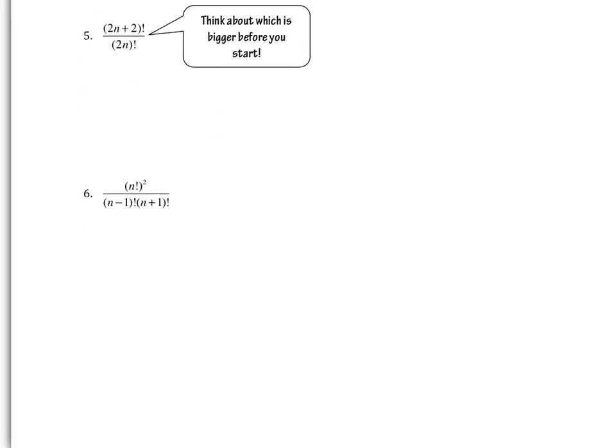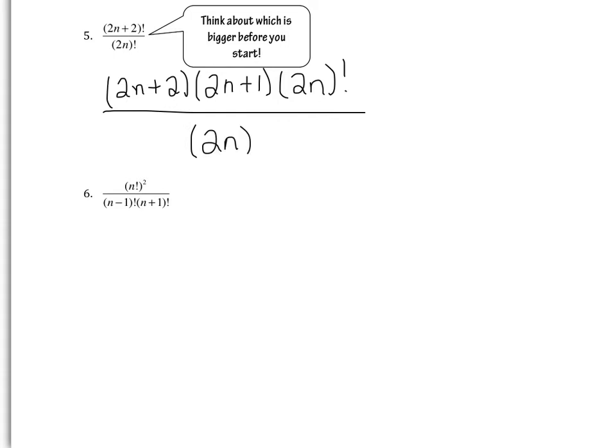Considering that n has to be non-negative, I would say that 2n plus 2 is bigger than 2n, so that is the term that we will expand and hope that some things will cancel. So we'll have 2n plus 2 times 1 less than that, and 1 less than that, and there it is, 2n factorial. So that is what's in the bottom. These cancel, and we are left with 2n plus 2 times 2n plus 1. Easy.